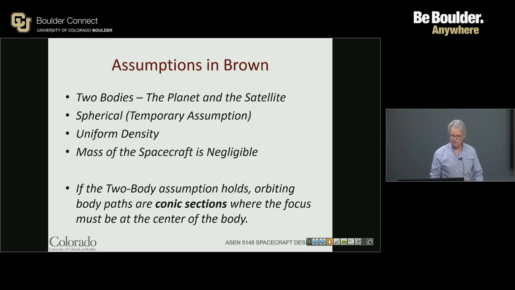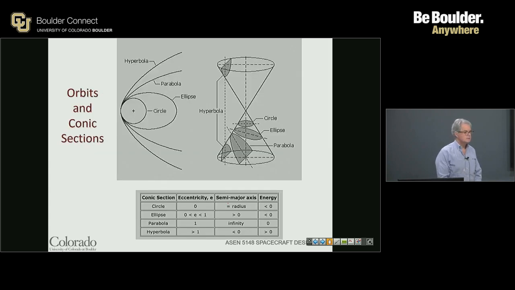If the two-body assumption holds, orbiting body paths are conic sections where the focus must be at the center of the body. Well, this is interesting, that the only orbits that we can develop are sections of a cone, meaning a circle, which is shown in the middle and we've already talked about. If we add something to a circle, let's say we have a spacecraft in circular orbit, and at a particular point we apply a velocity change to that, we can actually put the spacecraft out on a different orbital path into an elliptical path.